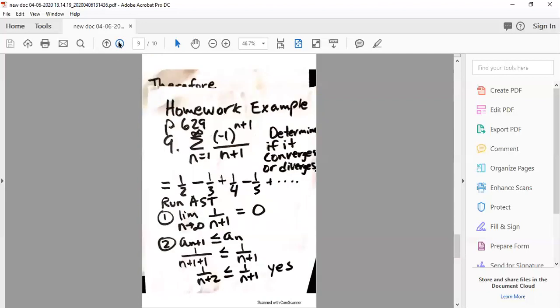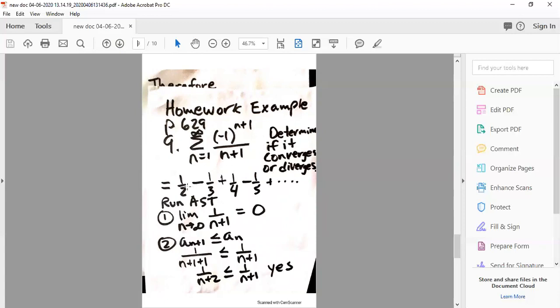Try a homework example. Page 629, number 9. They have kind of jumbled together the sign switching part with n plus 1. I should have written another step to separate it out to make it really more obvious. You could write a 1 over n plus 1 over here to make it more separate. You'll see a lot of times the sign switching is jumbled in with the term. But we're going to check this by the AST.